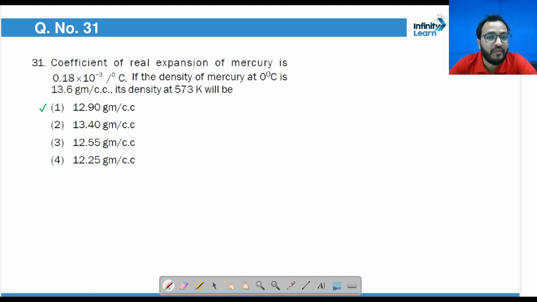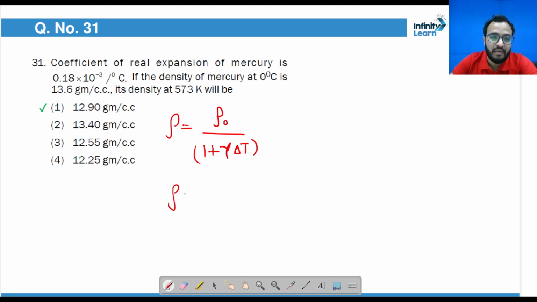Now 31. The coefficient of real expansion of mercury is given. The density of the mercury initially is given. What is the density at 573 Kelvin? So what is the formula? We generally say that rho is equal to rho naught upon 1 plus gamma delta T, but approximately we can use binomial expansion and say it is rho naught into 1 minus gamma delta T.